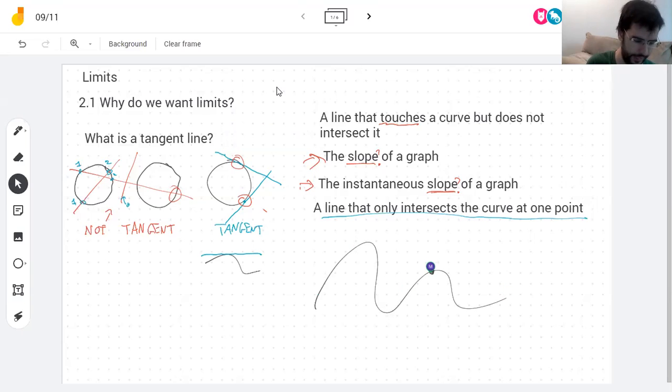So, I think you will all agree with me that the tangent line at this point is going to look something like this. And this line, I think this is the tangent. But there's a problem that you're probably seeing, at least in what I drew: the line intersects the curve at 3 points.